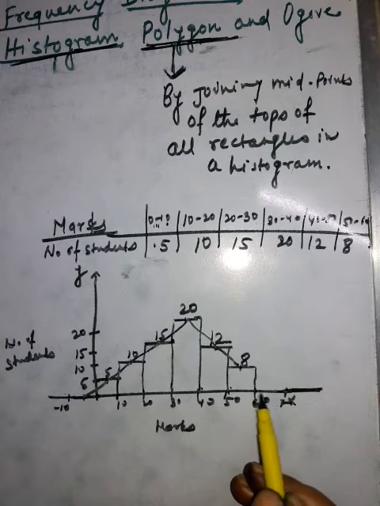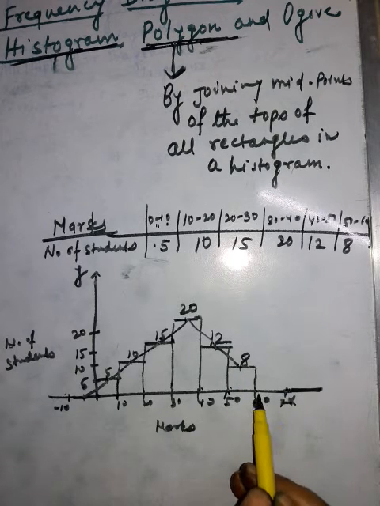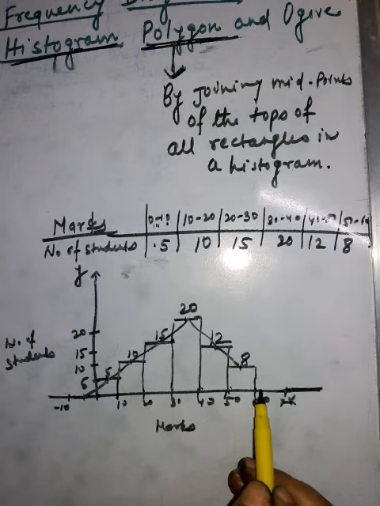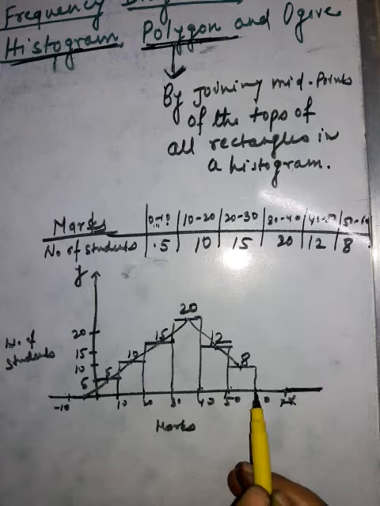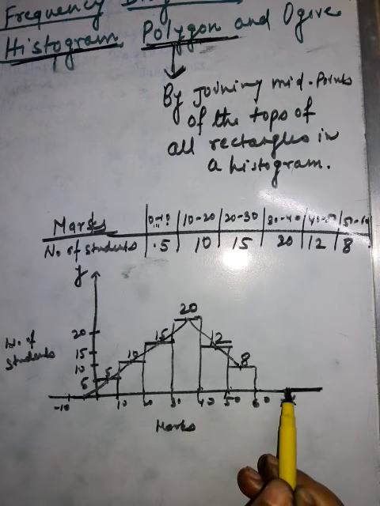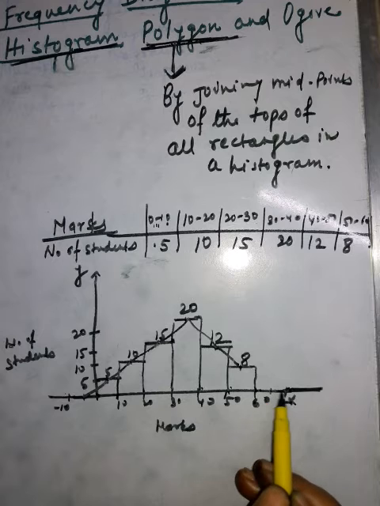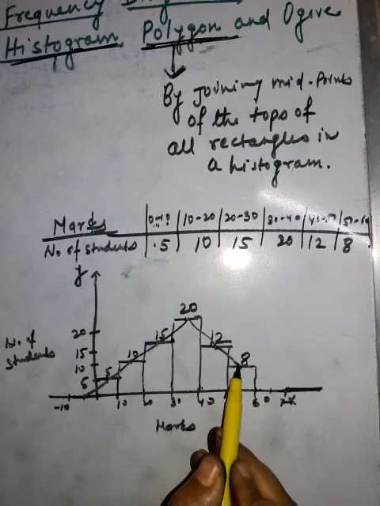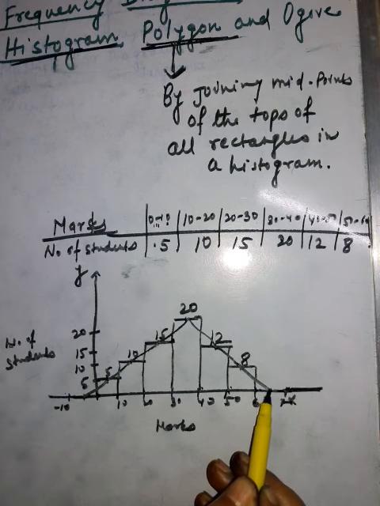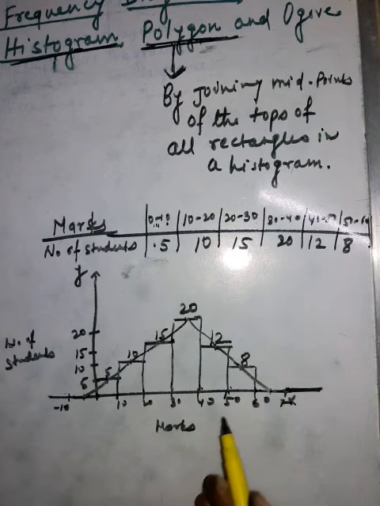And we have to end this line at the mid value of the next class interval. Suppose the next class interval would be 60 to 70, that data is not given, but we have to end this line at the mid value of the next class interval. So here the next class interval would be 60 to 70, and the mid value is between the class interval 60 to 70. So we have to end this line here. That will be called a frequency polygon with histogram.